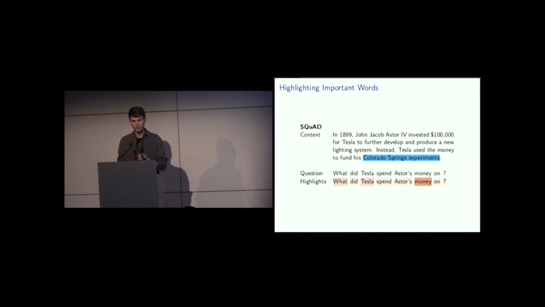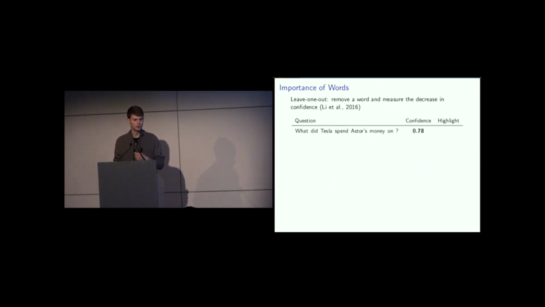Now, how do we actually generate these importance values for each word? A simple way is called leave one out. Basically what I do is I just leave a word out from the input. For example, I remove what, and I measure how much the confidence goes down. And by confidence, I mean maybe the output of your softmax, whatever the probability of the answer is. We see it drops from 78 to 68, so it gets a light highlight.